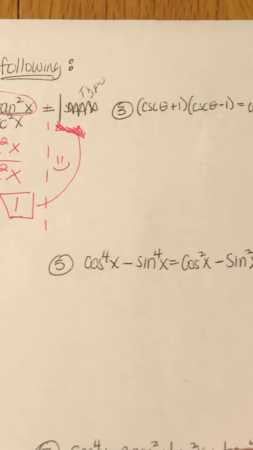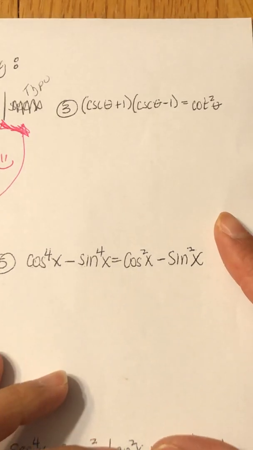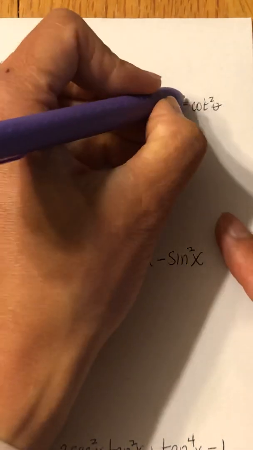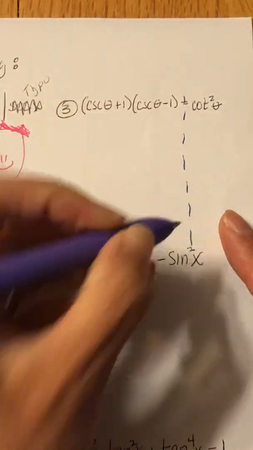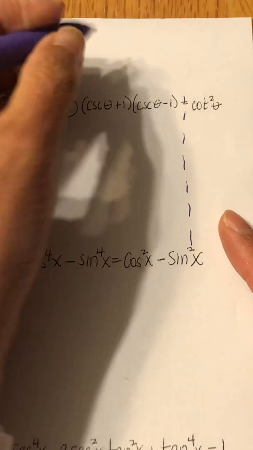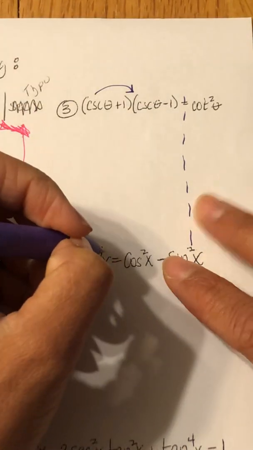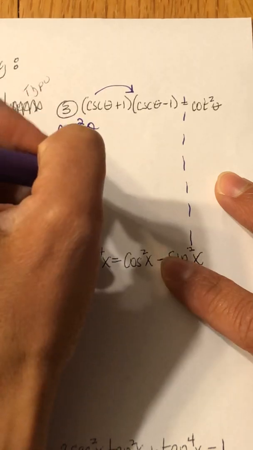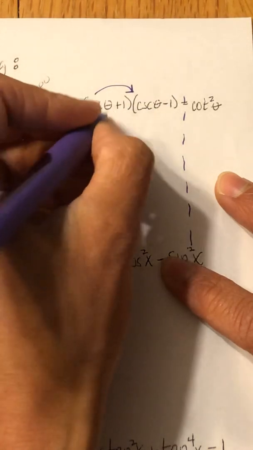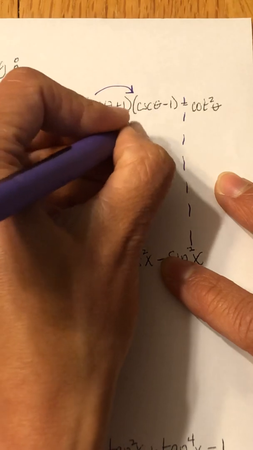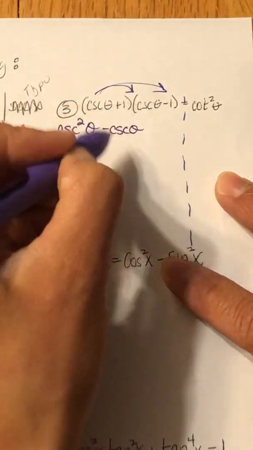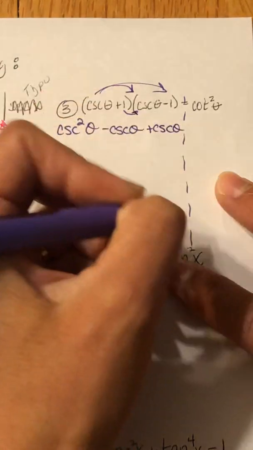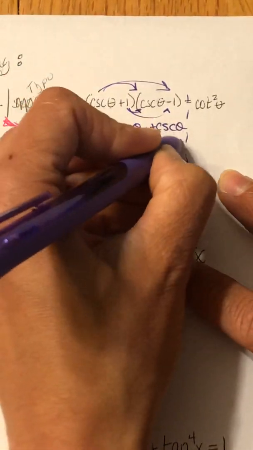Number 3. So we have conjugates here. So I'm going to focus on the left-hand side, and I'm going to multiply that out. So cosecant theta times cosecant theta is cosecant squared theta. Cosecant times -1 is a negative cosecant theta. 1 times cosecant theta is a positive cosecant theta. And 1 times -1 is a -1.